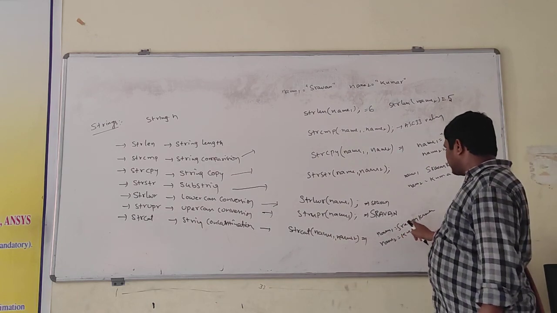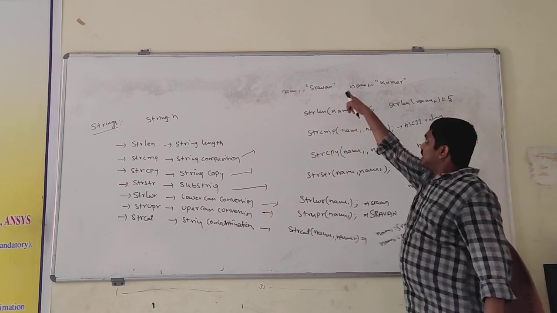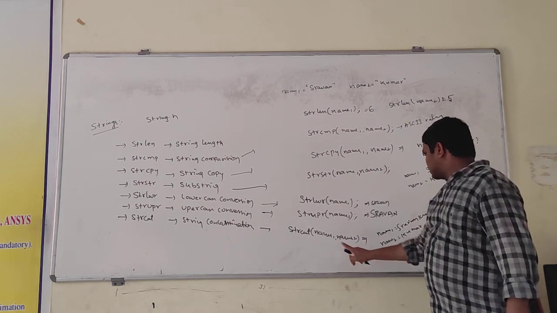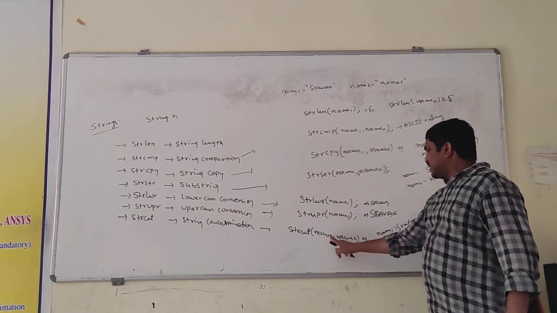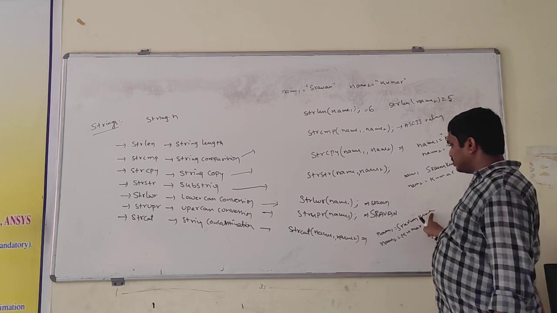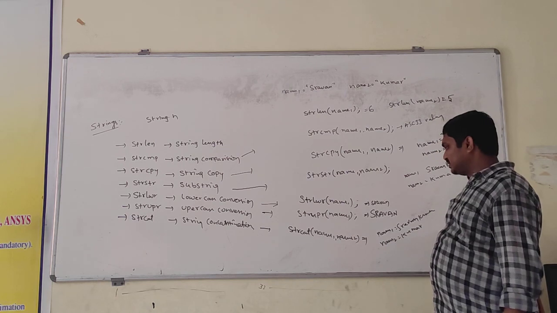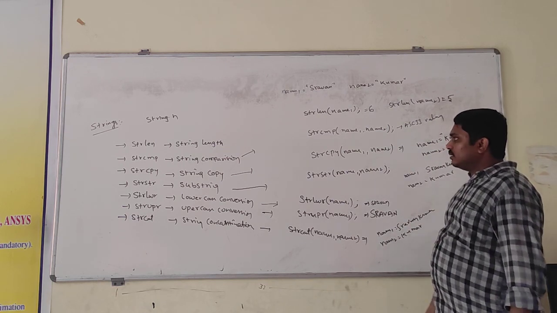So the name 1 is Shravan, name 2 is Kumar. The second string is added to the first string. So Kumar is added to Shravan, then Shravan Kumar. In name 2 there is no change. The Kumar is always present. Okay.